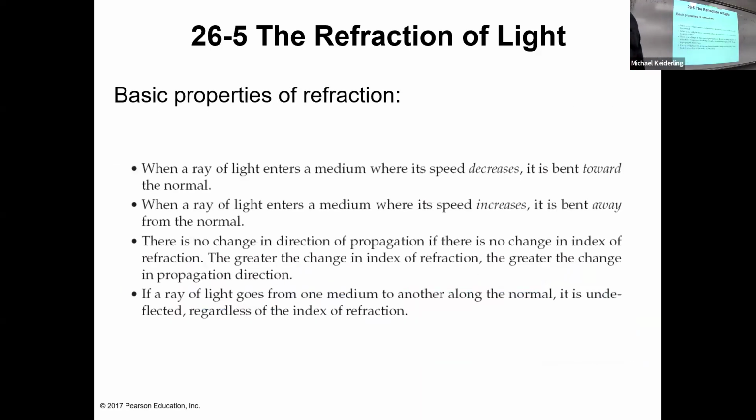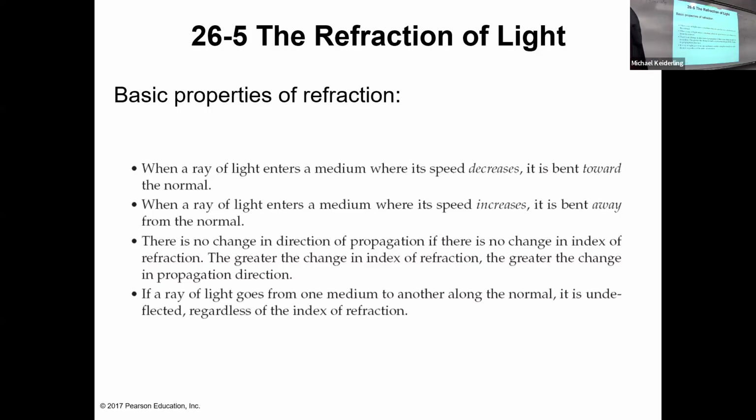So, some basic properties of refraction. When a ray of light enters a medium where its speed decreases, it gets bent towards the normal. When it enters a medium where its speed increases, it does the opposite. It bends away from the normal. There's no change in direction of propagation if there's no change in index of refraction, which is why if you put glass into oil, it appears to disappear because they have the same index of refraction. You can't see the transition.